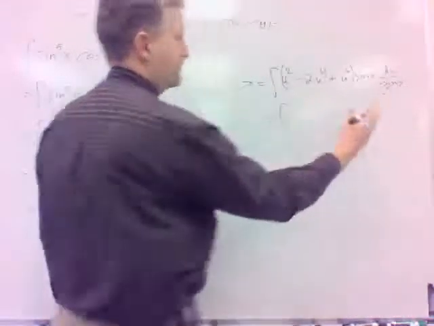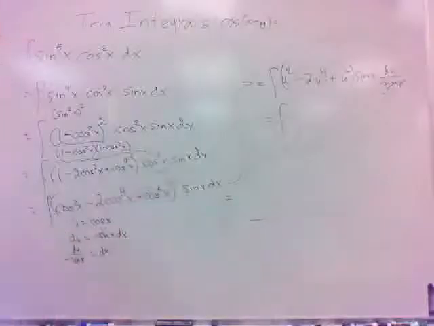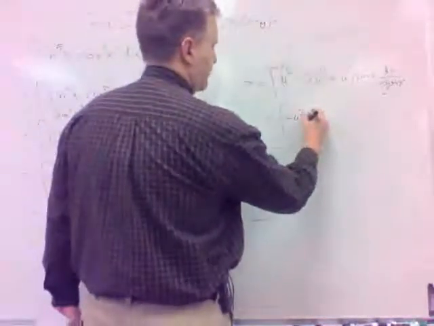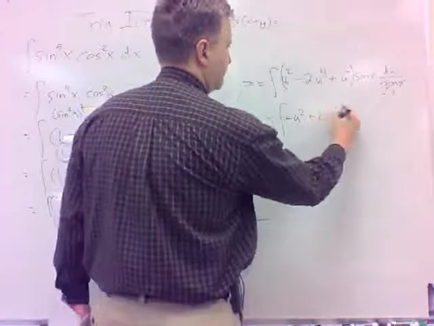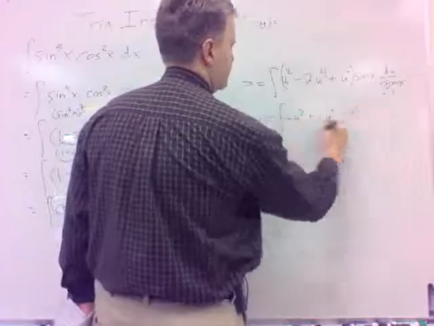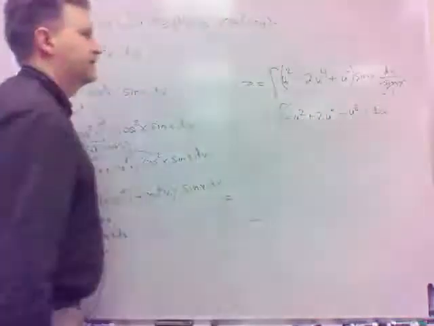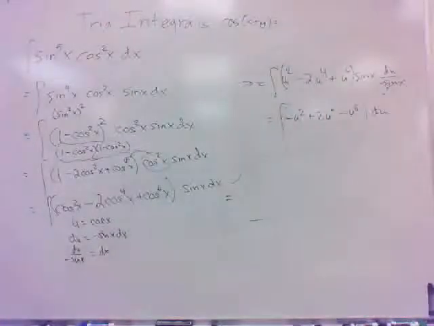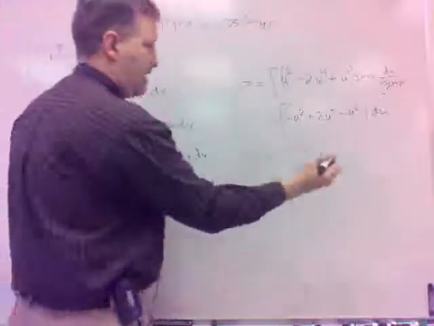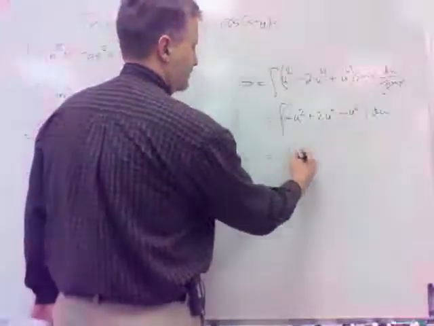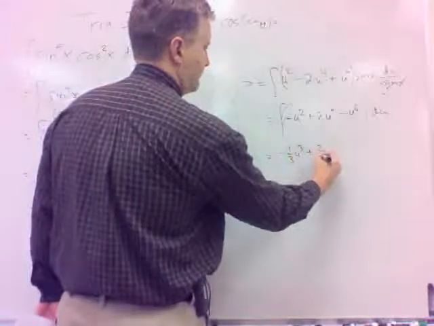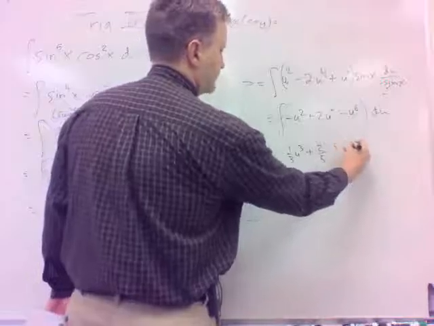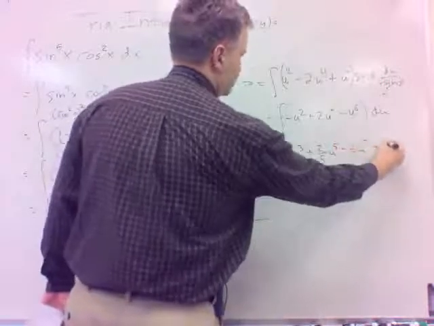I do have a minus 1. Don't forget about that. Don't leave that off. So this would be minus u squared plus 2u to the fourth minus u to the sixth. Go ahead and take that out, or in there. Now it's just power rule, right? Minus 1/3 u to the third plus 2/5 u to the fifth minus 1/7 u to the seventh plus c.